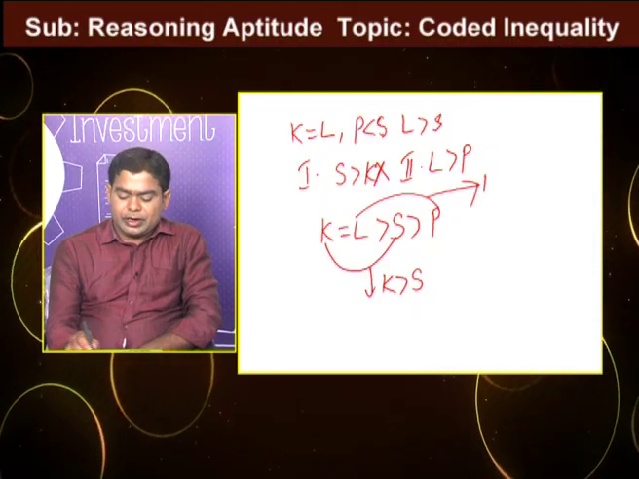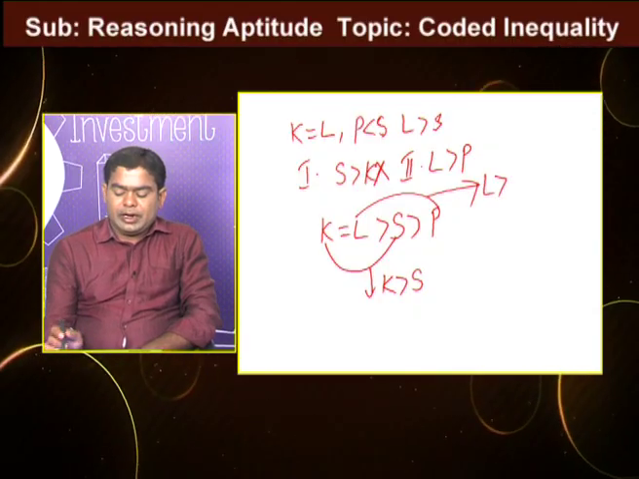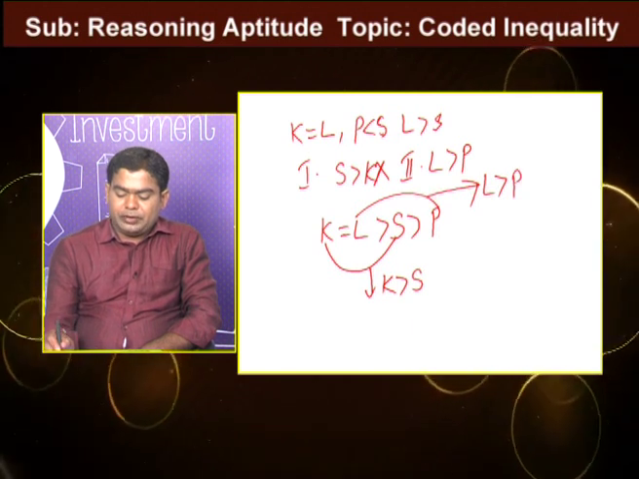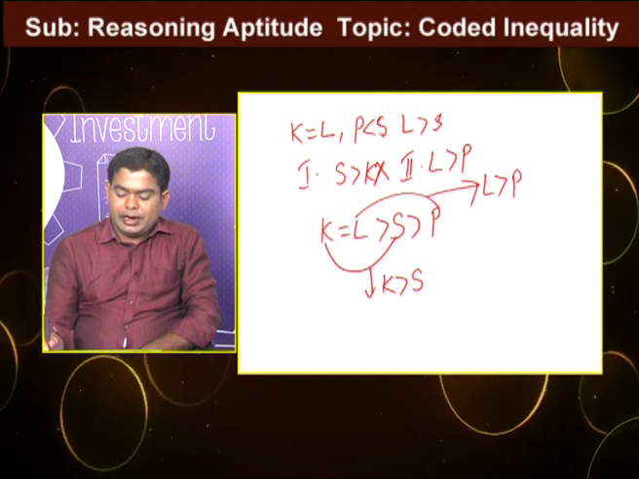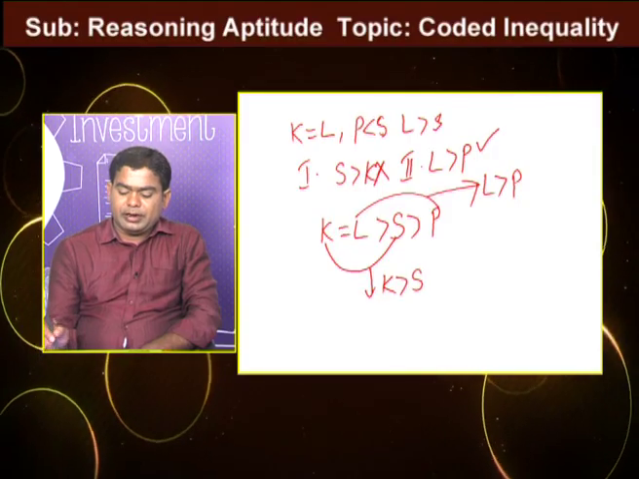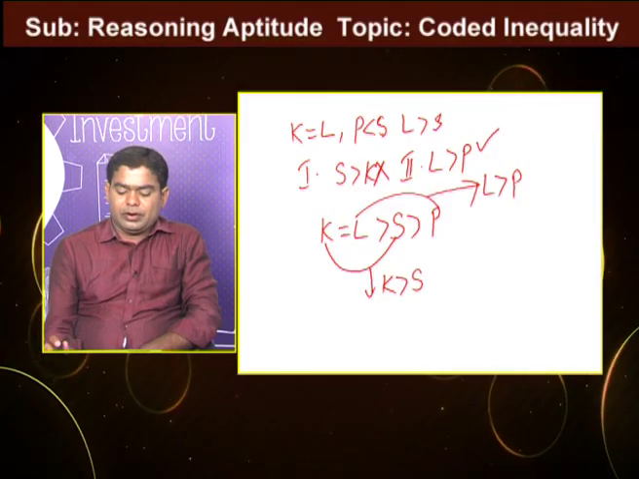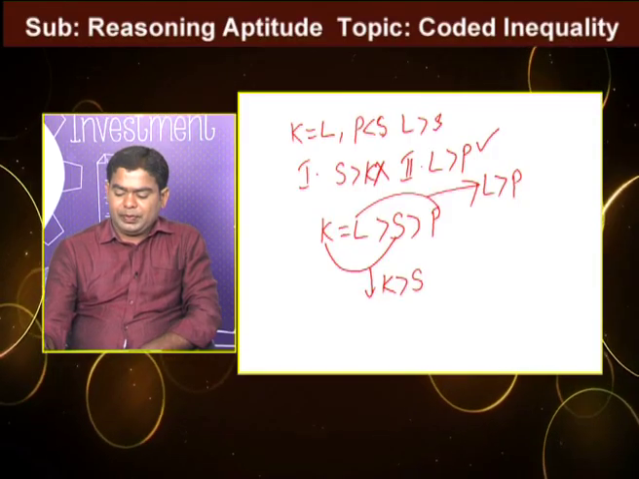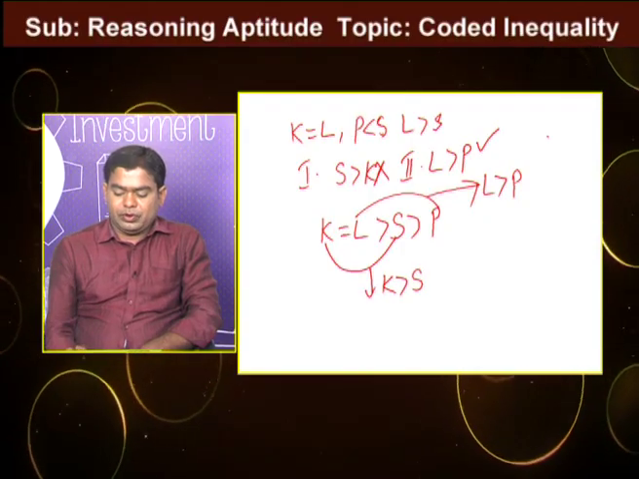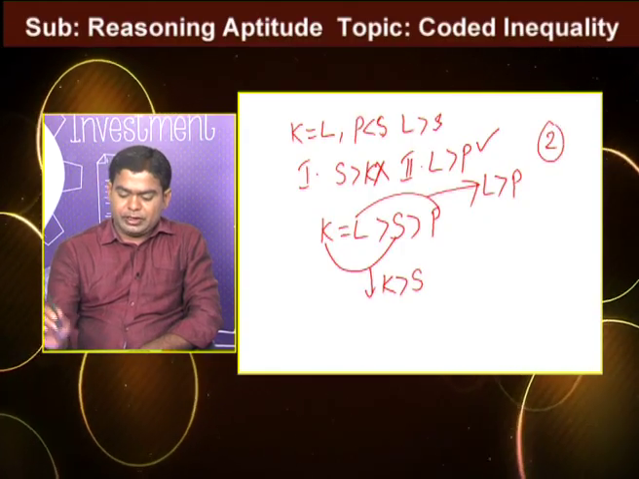Next we go to conclusion 2. Conclusion 2 is L to P, so we get L greater than P. Both are equivalent, that means conclusion 2 follows. According to our question paper, only 2 follows. Next we go to the next question.